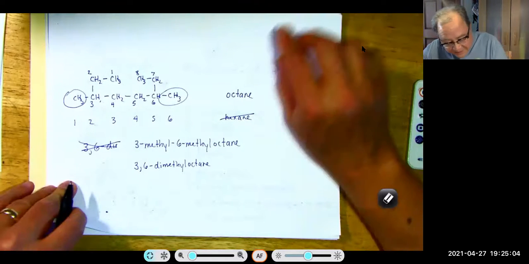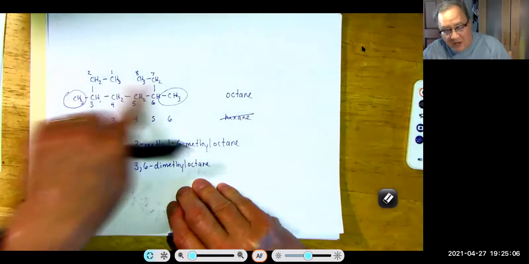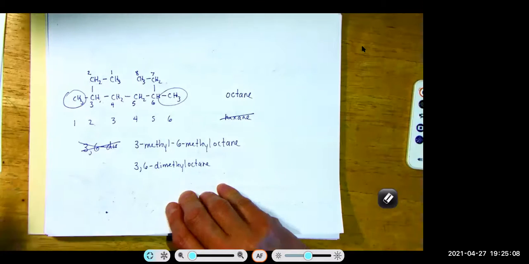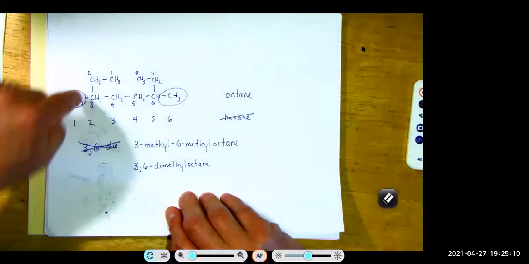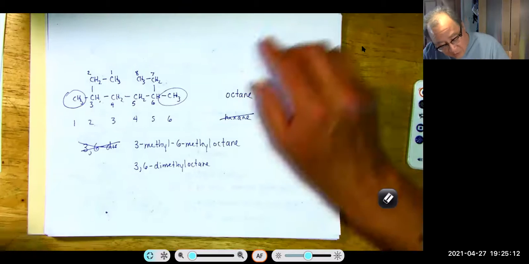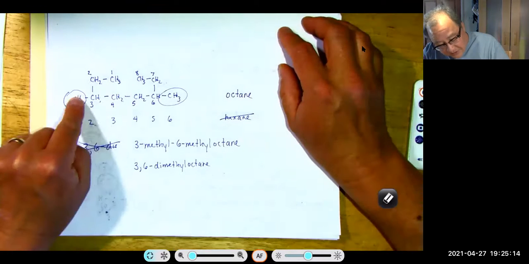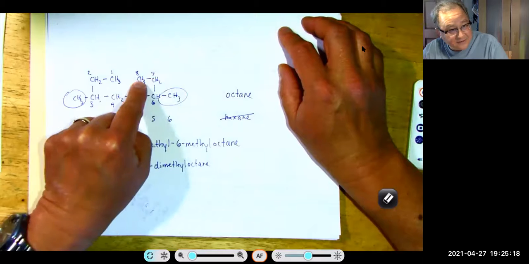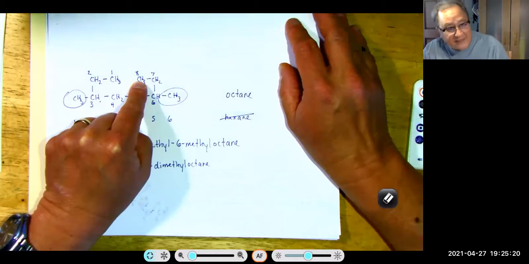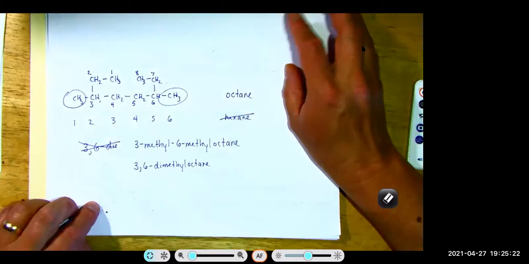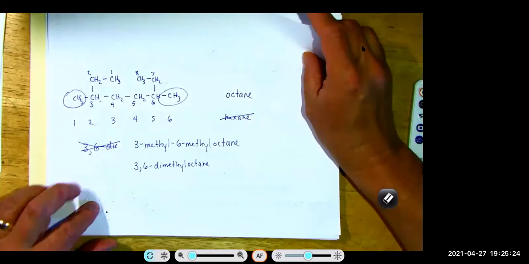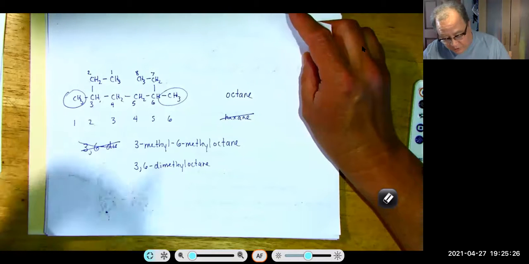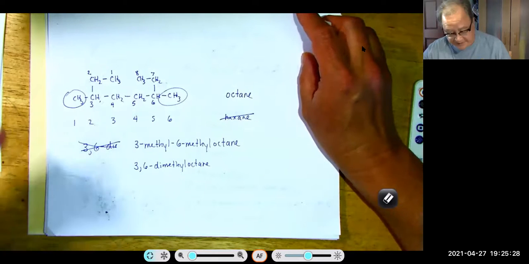So don't be fooled by this kind of garbage. Just find the longest chain. Just start counting all sorts. So you could even call it 7 carbons, right? 1, 2, 3, 4, 5, 6, 7. But 7 loses to 8. So hopefully I'm showing you things that you get tricked with.